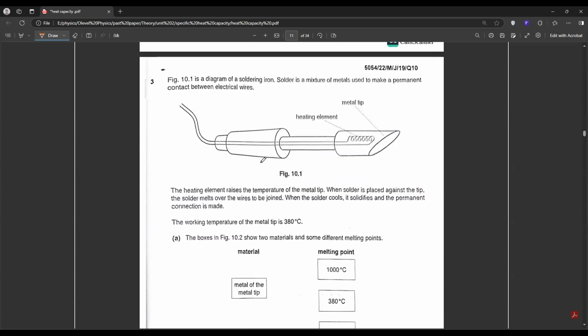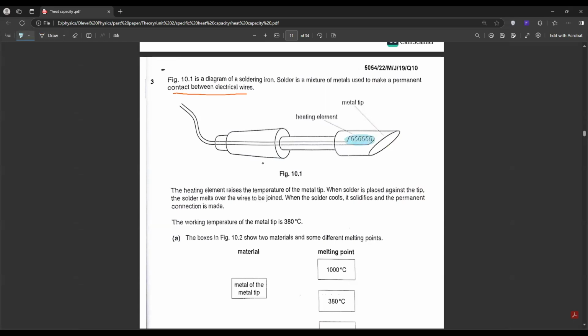This one is an interesting one. This is, I guess, the most difficult question for specific heat capacity. Figure 10.1 is a diagram for a soldering iron. Solder is a mixture of metals used to make a permanent contact between electrical wires. The heating element, this one, raises the temperature of the metal tip. When solder is placed against the metal tip, the solder melts over the wires to be joined. When solder cools, it solidifies and the permanent connection is made.